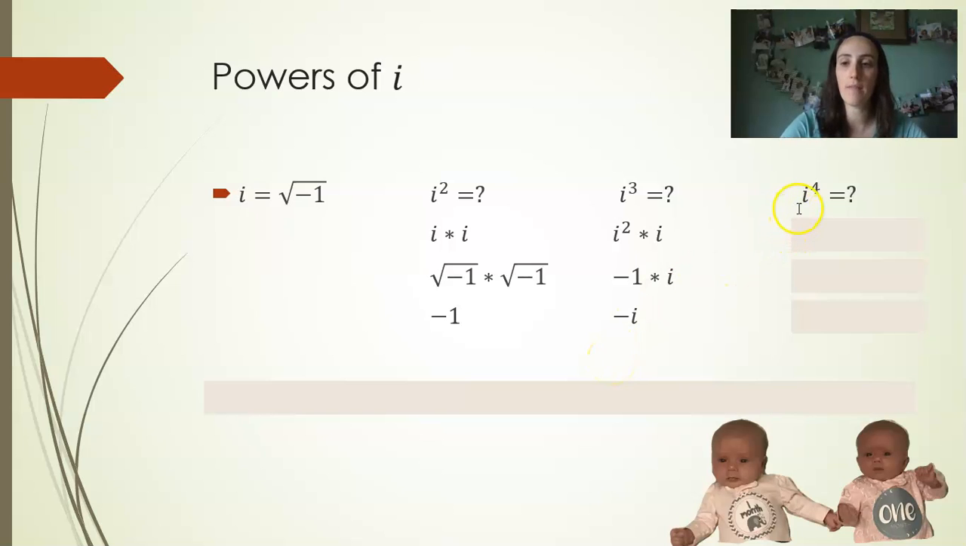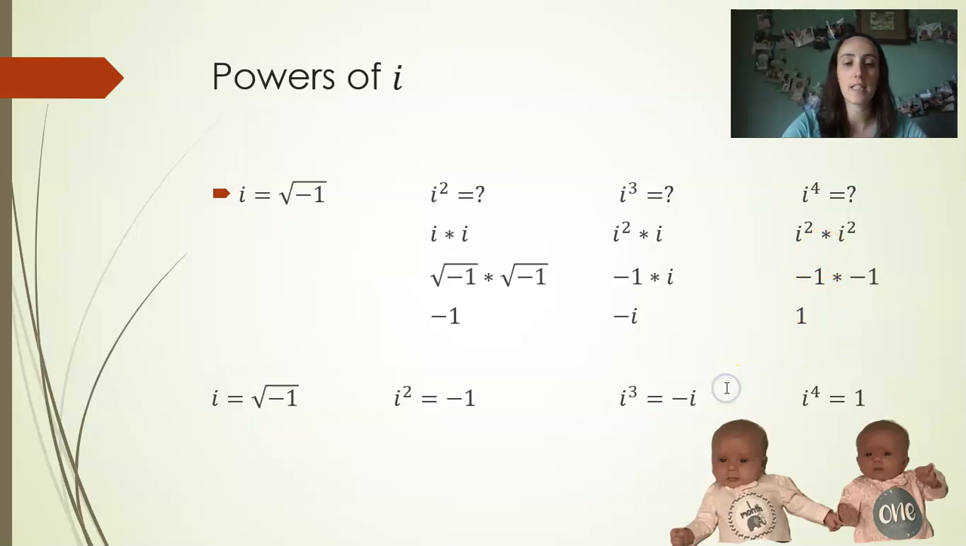Continuing, what about if we have i to the 4th? Well, I know that i to the 4th is i squared times i squared. And we learned that i squared is -1. So that's -1 times -1. A negative times a negative is a positive, and 1 times 1 is 1, so that just gives us 1. So therefore, we can summarize the first 4 powers of i as square root of -1, -1, -i, and 1.